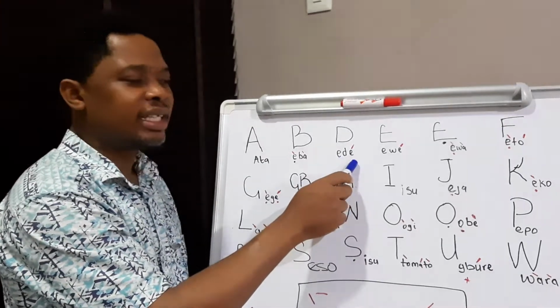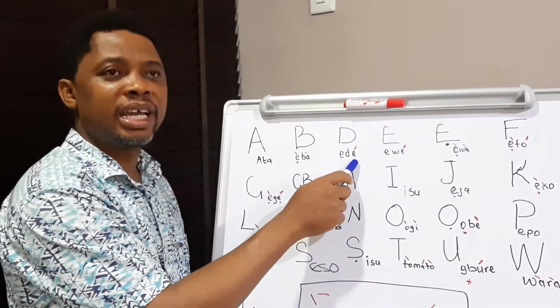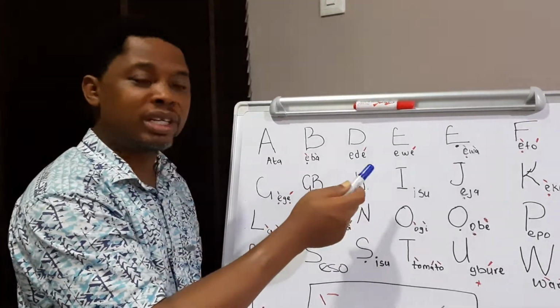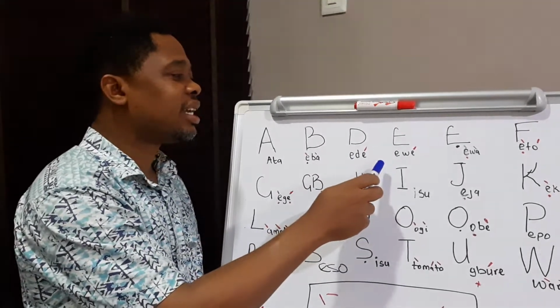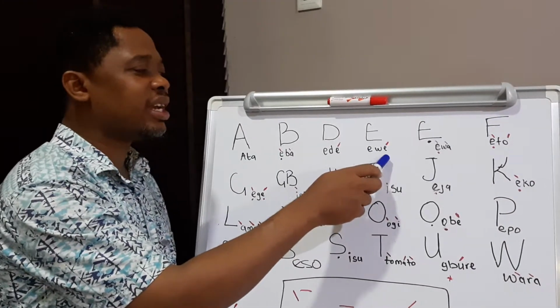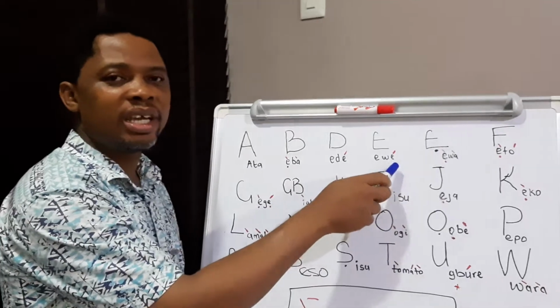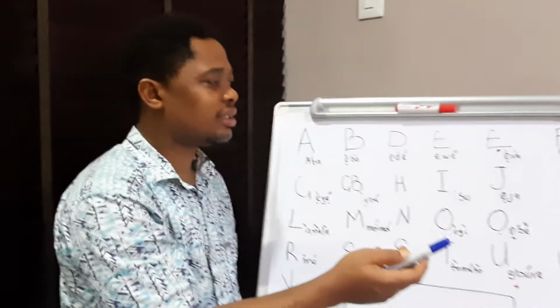Edé. Edé is prawn or shrimps. Some people call it crayfish. Ewé is leaf.